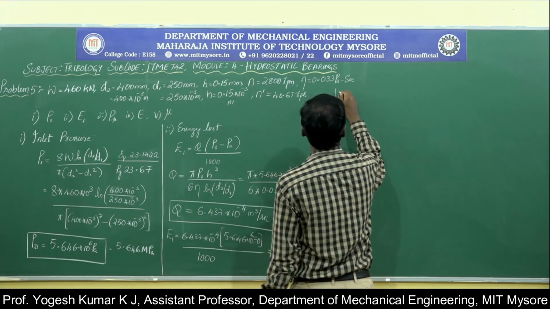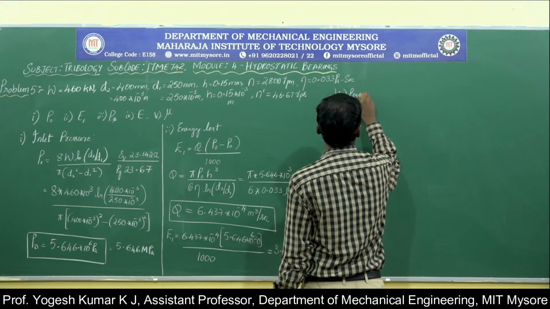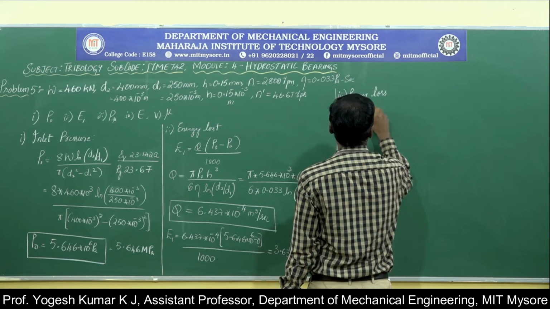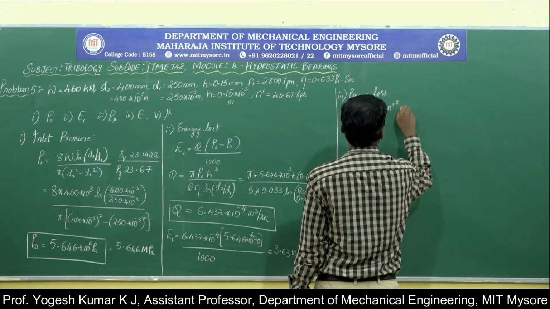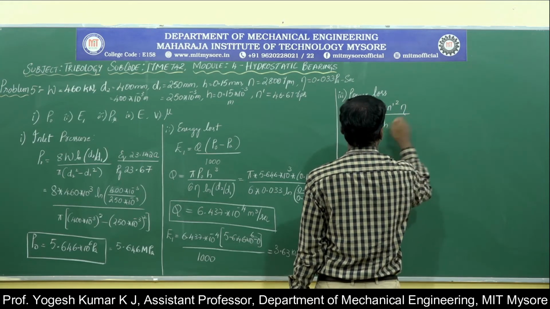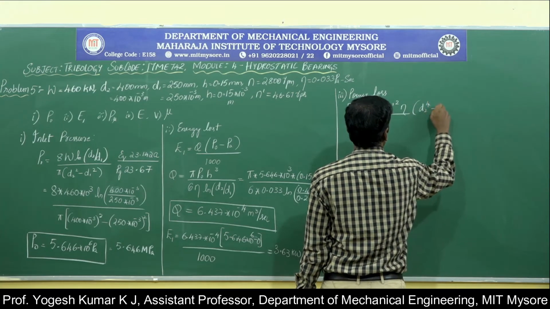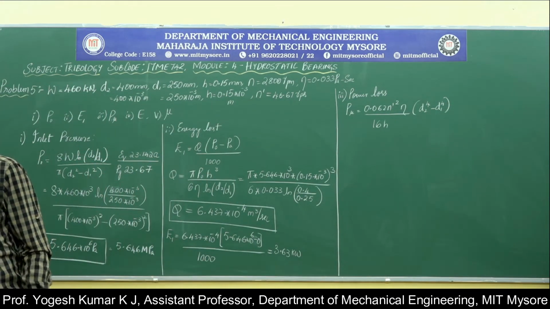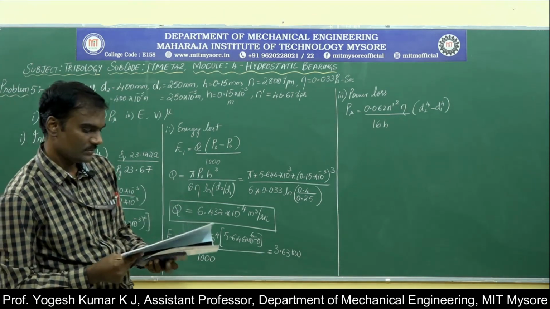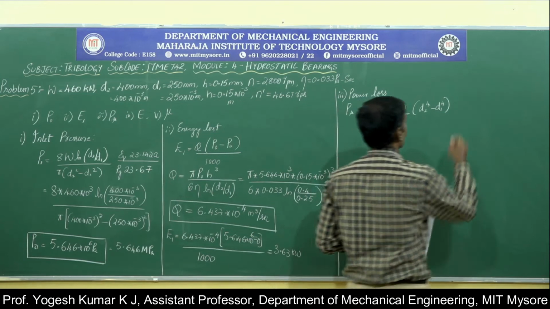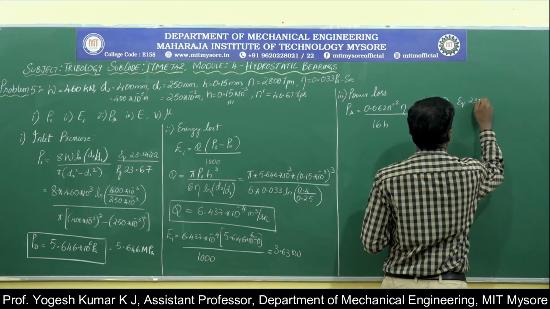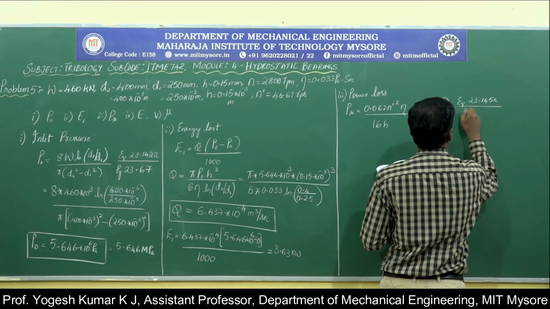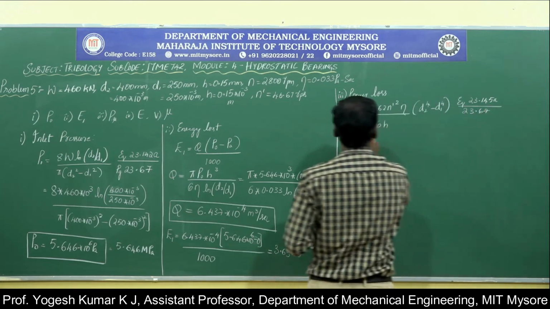Power loss due to viscous friction. P equals 0.062 mu squared n dash square eta divided by 16h into d2 to the power of 4 minus d1 to the power of 4. This is equation number 23.145, page number 23.67.